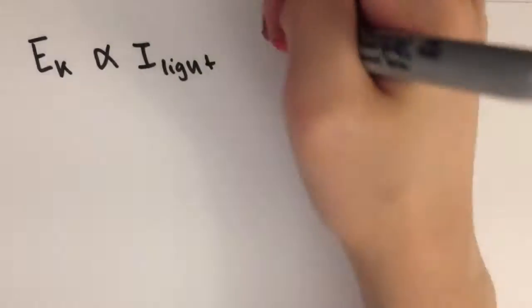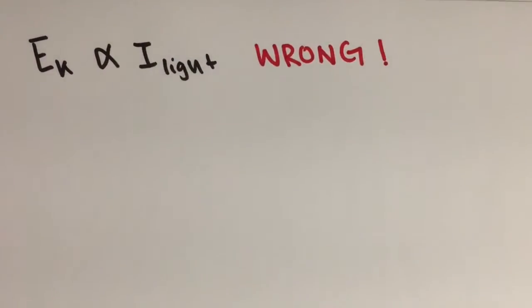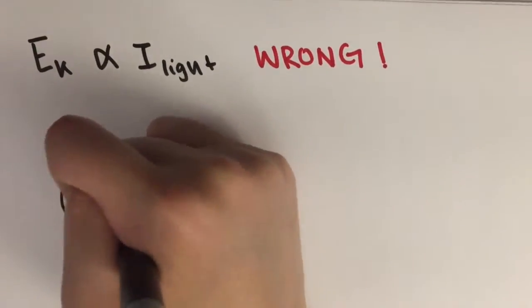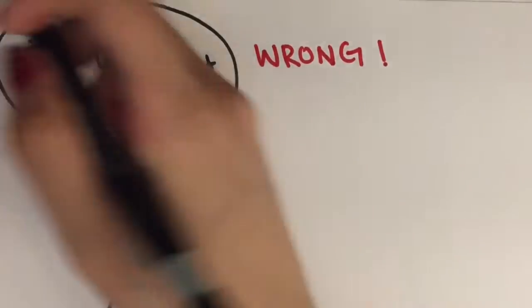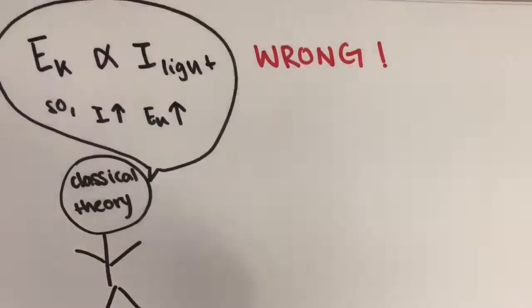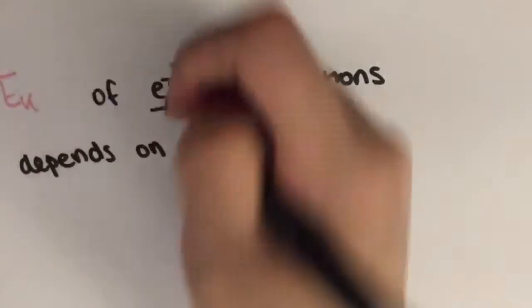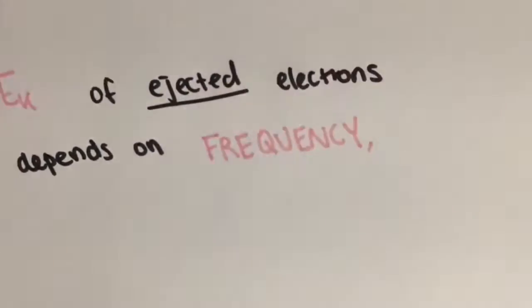Second, the experiments showed that the kinetic energy of an ejected electron is independent of the light intensity. According to classical theory, the kinetic energy is directly proportional to the intensity of light, so increasing one should also increase the other. But the results of the experiment showed that the kinetic energy of ejected electrons depends on the frequency of the light, not the intensity.